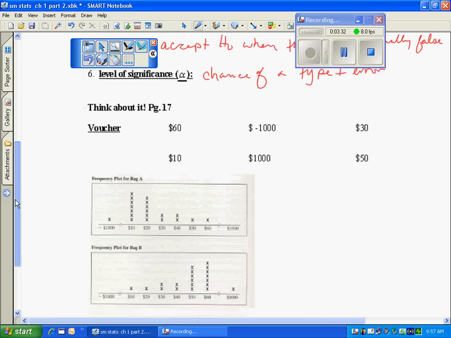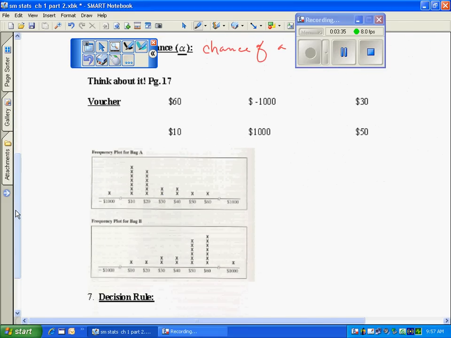So for example, on page 17 in your textbook, there are 2 different bags of money vouchers. Bag A, we're going to assume to be the null, and bag B would be your alternative. So when we start to make decisions, it's based on the evidence. It's not based on what we feel. So if I grab $60, there is only one $60 in bag A, but there's a whole bunch of them in bag B. So my evidence is supporting bag B. I could have made a mistake because there still is one in the null, so I could have grabbed that single voucher of $60.